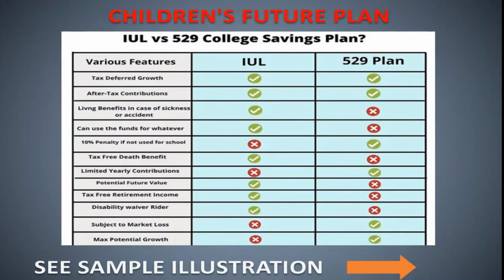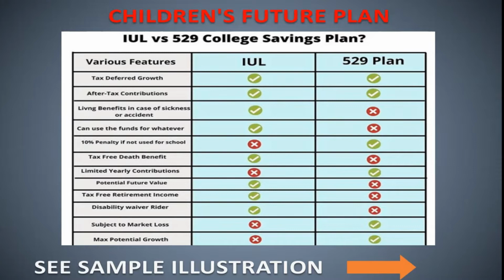And in this video, I'll be showing you how you can use the IUL or 7702 strategy to build some college savings for your kids, right? Now, before I jump into that, I want to give you some of the differences between the IUL for college savings and the normal traditional plan, the 529 plan that most people use.